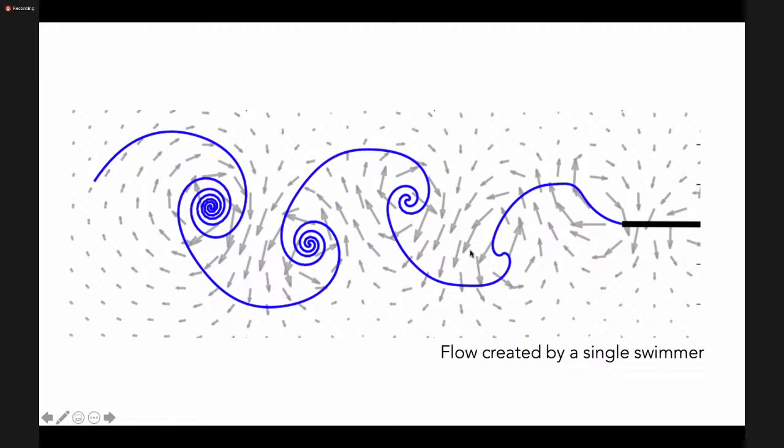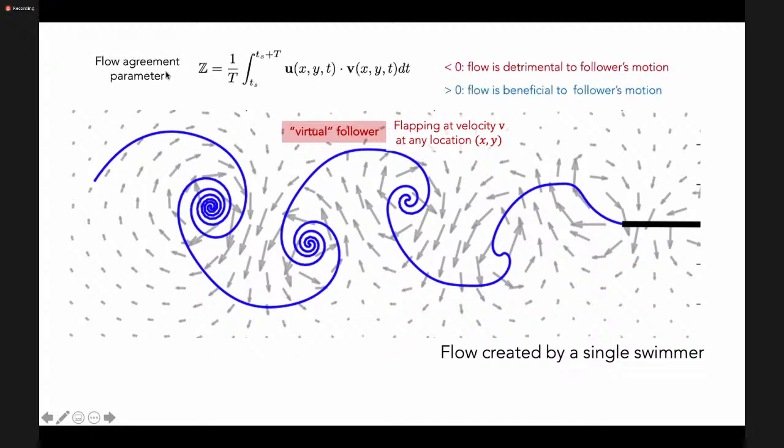So this is the flow created by a single swimmer. We did the same trick of having a virtual follower. It's flapping at a velocity v. It can be at any location now, so it can be at any location in this wake. And we can compute a flow agreement parameter, which is basically the agreement between the flapping of the follower, between its flapping velocity v and the flow in the wake of the leader.